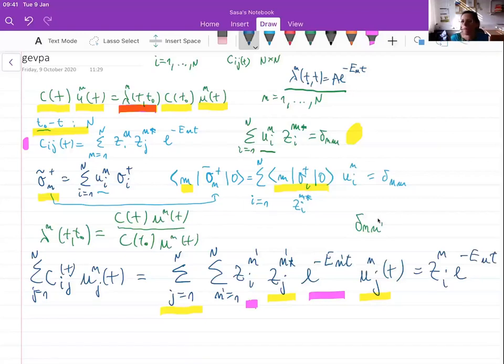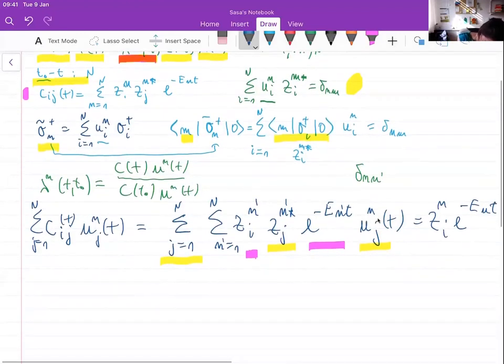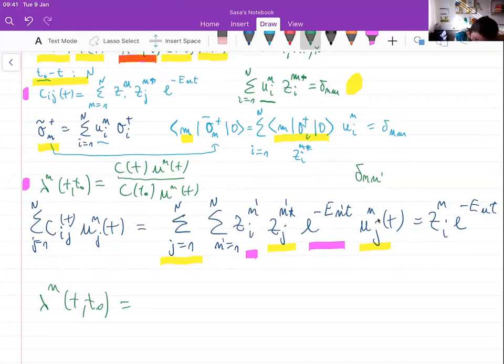Okay, some question here? No? And then we're basically done. The lambda N is then obtained from this ratio. Let's write it. On top, we put this expression here evaluated at t. So it's z I n e to the minus I n t. On the bottom, we evaluate it at time t zero.